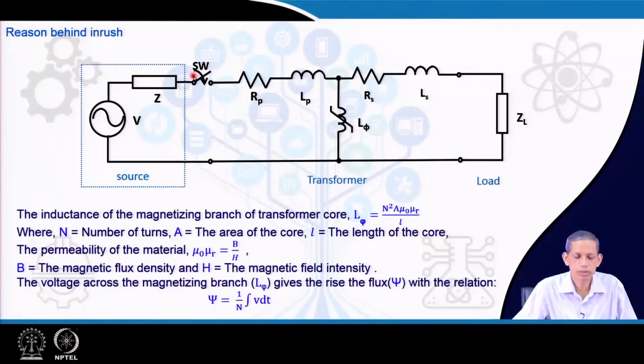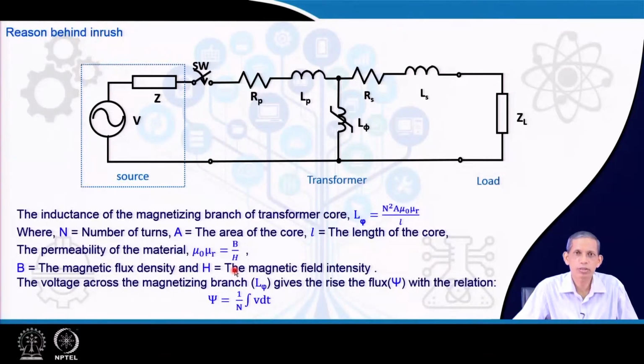So, this transformer is to be switched on. Some of the basic equations we know: the inductance is n square upon the reluctance, and reluctance is related to these parameters as l upon A mu naught mu r, and mu naught mu r is related to B upon H, flux density upon H. The H relates to the magnetizing current aspect, and B relates to the flux aspect. So, H, the magnetic field intensity, and B, the magnetic flux density, are related.